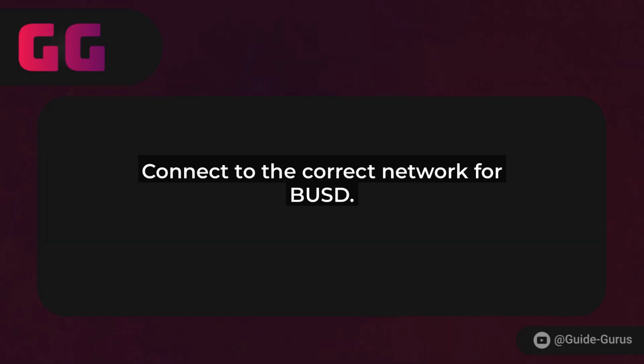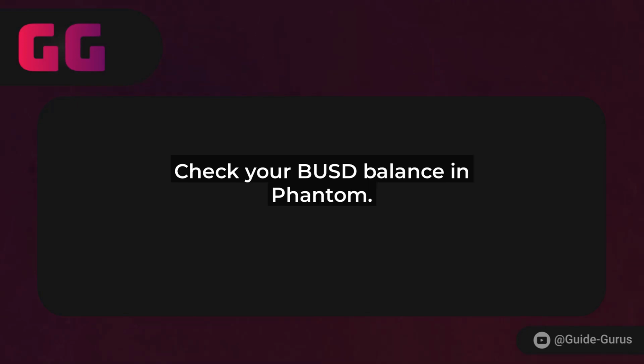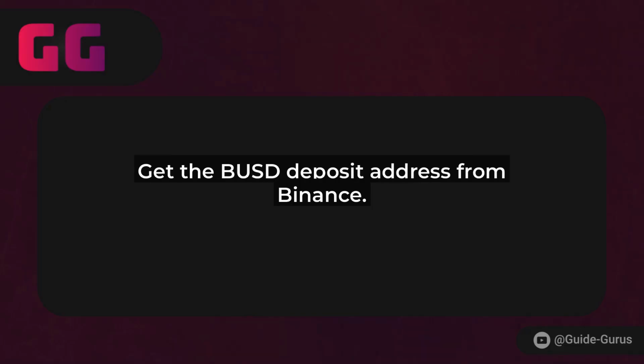Let's dive in. Step 1. Open your Phantom wallet and ensure you're connected to the correct blockchain network. BUSD is often on the Binance Smart Chain or Ethereum, so double-check that in your wallet settings to match what Binance supports. If you're not sure, head to Binance's website and look up the supported networks for BUSD deposits.